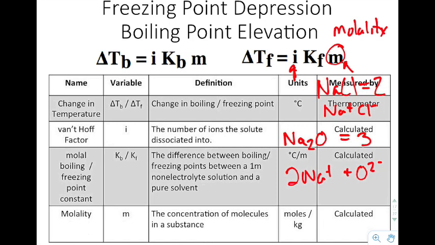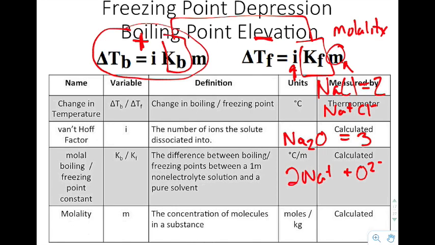The Kf and the Kb are constants depending on the solute and the solvent. Is it sodium chloride? What substance is it going to be? Those are constants. And then finally you have the molality, which we've already talked about. It is really important that you understand that for the boiling point you have a positive change in temperature, and for the freezing point you have a negative change in temperature. So you have a positive boiling point elevation and a negative freezing point depression.